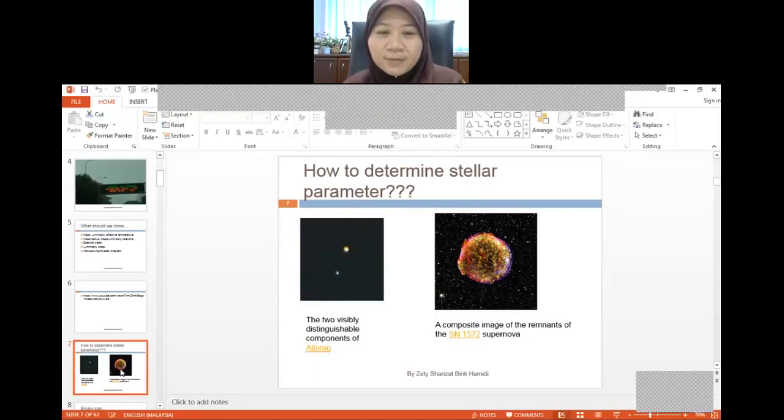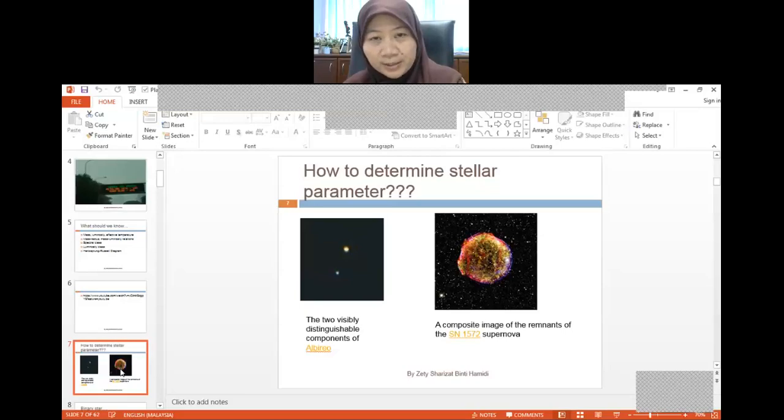Although it's a binary, or maybe it's like a twin, if human, somehow the process or evolution is different, right? And this Albireo actually orbits each other, okay? And we call it the Albireo stars. It looks like one star, and there's also what we call a remnant of a supernova. This is SN 1572 code.